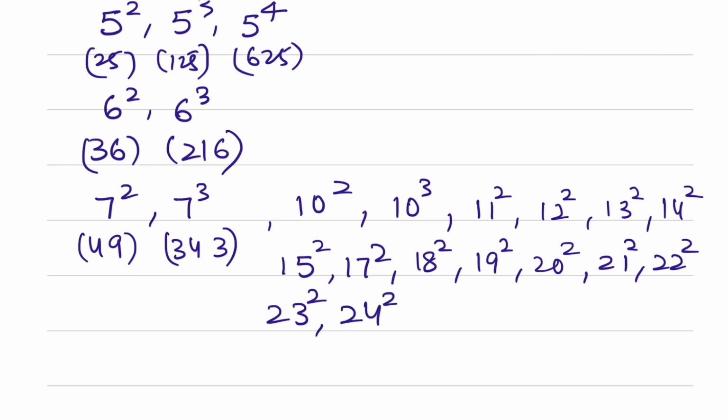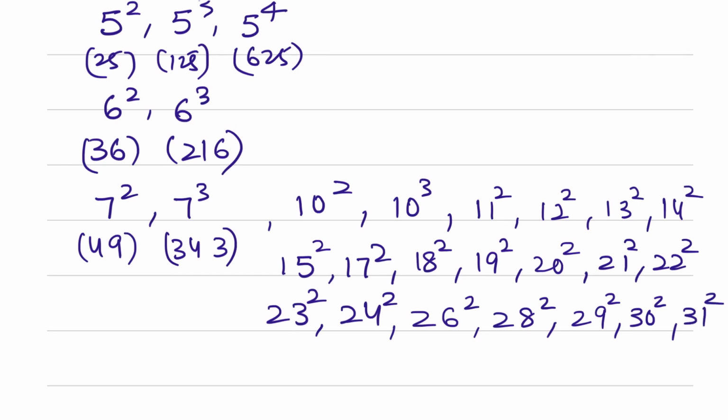Now 25 square we need not take because that will be in the powers of 5. Then 26 square, 27 also we do not need to take as it will be in the powers of 3. Then 28 square, 29 square, 30 square, and 31 square. 31 square is 961. 32 square will be more than 1000. So now this is the last number which we can have in our sample space.